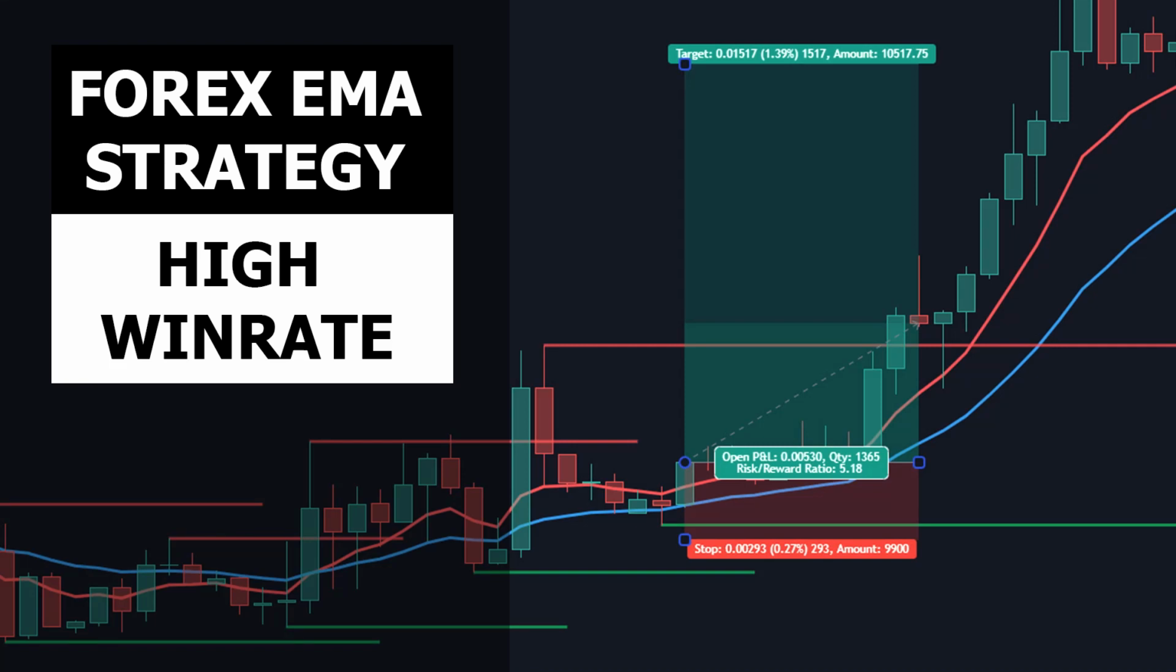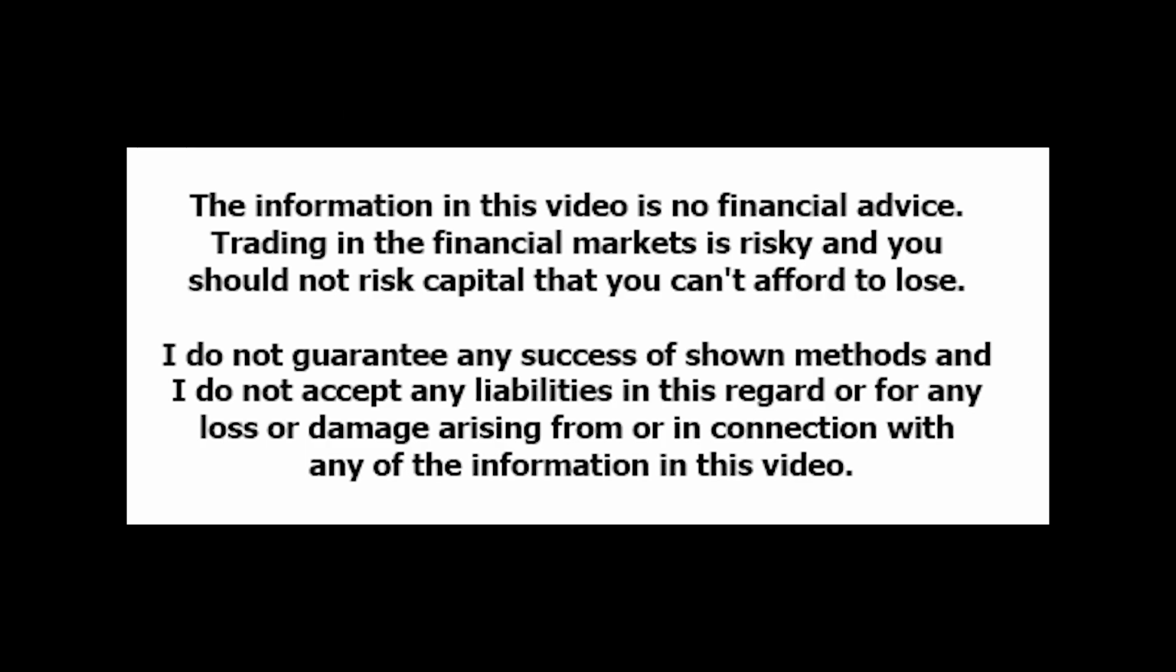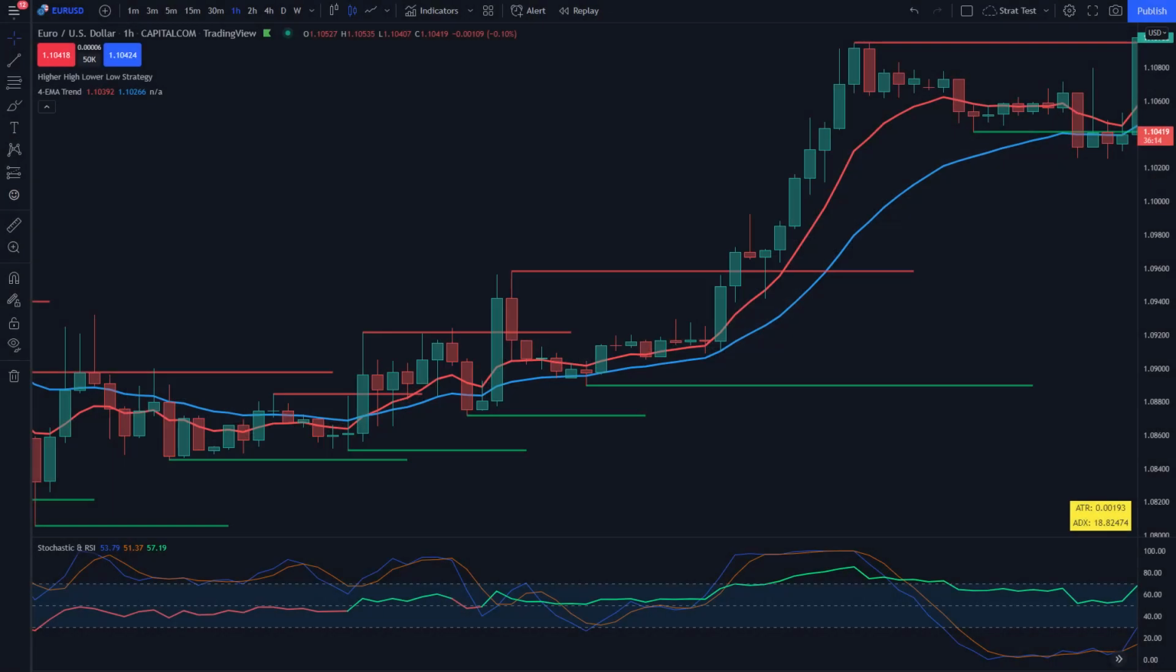Hello, here's the trading guide with a new Forex trading strategy based on market structure and the 8 and 20 EMA. For confirmation, I also used the Stochastics RSI. Okay, this is the Euro USD, the 1 hour time frame. And first let's have a look at the indicators that I use.